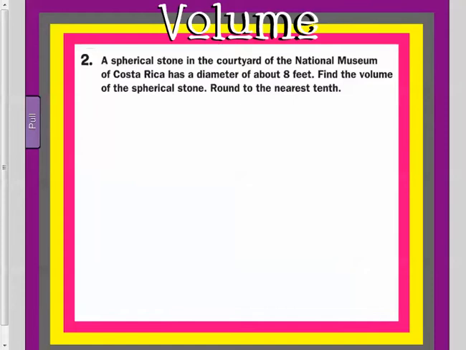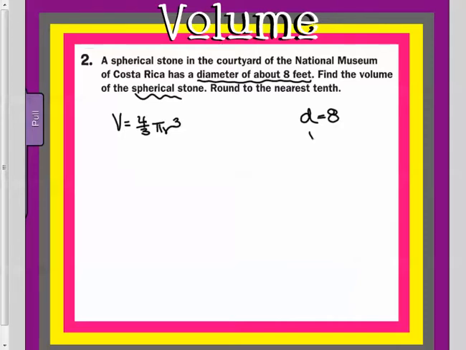Okay, so a spherical stone in a courtyard of the National Museum of Costa Rica has a diameter of about 8 feet. Find the volume of the spherical stone and round to the nearest tenth. The first step is to ask yourself, what information do they give you? They tell you it's a sphere, so you need to write out the formula, 4/3 pi r cubed. Then you need to look at what information they give you. They give you the diameter is about 8 feet. So if the diameter is 8, what is the radius?